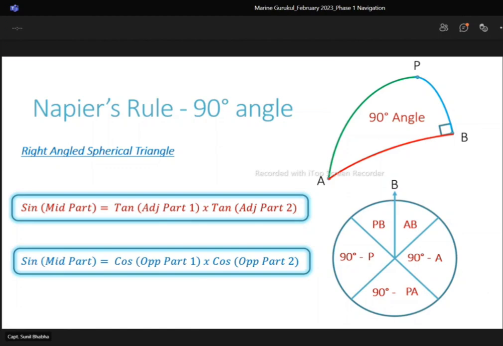So now we are going into the application of the Napier rule. Any doubt up to here, beta? No, sir. No, sir. Great, beta. Let's go.